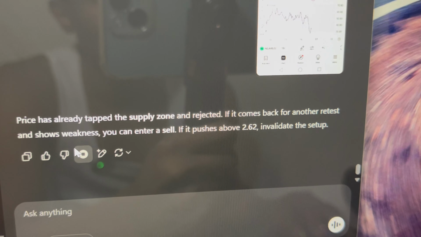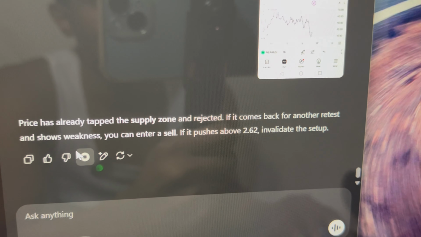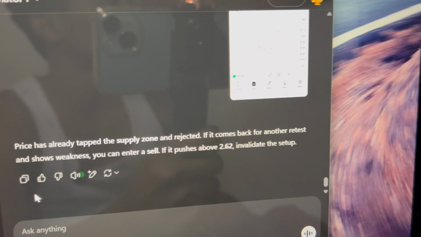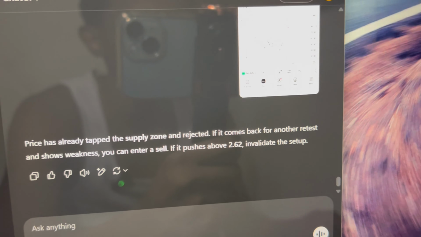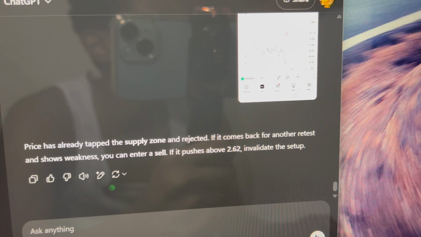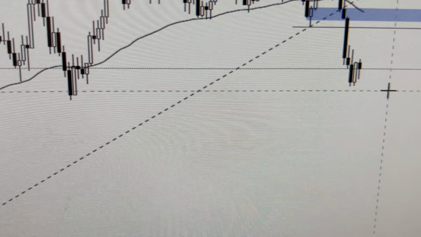If it pushes above 2.62, invalidate the setup. Okay, so now we are waiting for 2.62, but ChatGPT said price has already tapped the supply zone and rejected. Okay, yeah, this is what it meant. Like price started here and rejected.